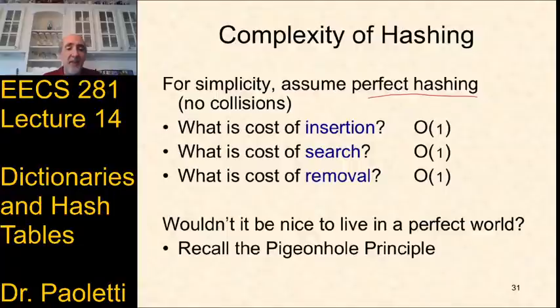Okay, so if everything went into its own location, it would be perfect hashing. We'd get O(1). Generally, we don't live in a perfect world. There is actually a way to do perfect hashing. There's an algorithm for it. But to do perfect hashing, you must know the keys up front.